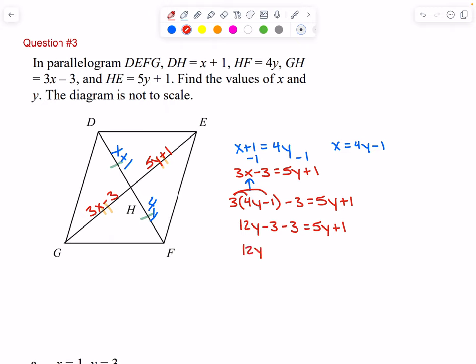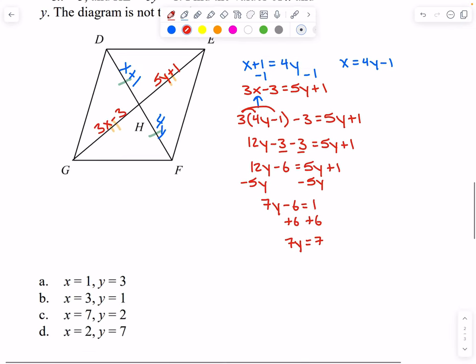So let's put the minus 3 and the minus 3 together. We're just combining them to be negative 6. And that's still equal to 5y plus 1. Then we can subtract 5y, and we get 7y minus 6 equals 1. We can add 6 to both sides, so we get 7y equals 7. And then we can divide by 7 to get y equals 1.